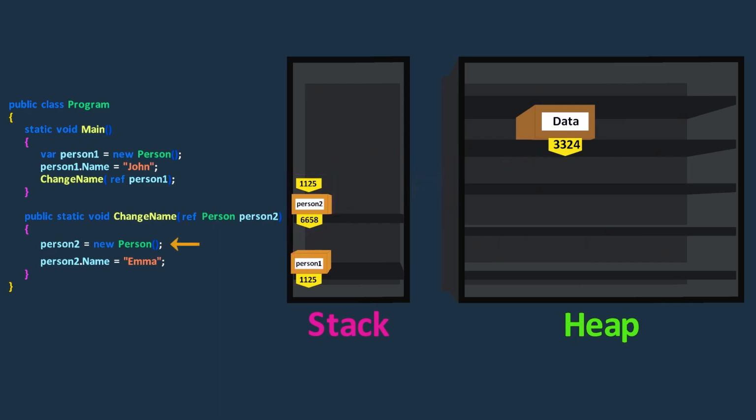That's why here, when we set the value of the person2 variable to a new instance of the person class, a new object is created in the heap and its memory location is stored in the person1 variable. And when we change the name of the person2 variable to Emma, we're actually changing the name of the person1 variable.